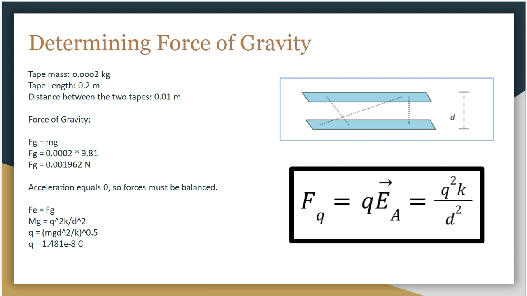Determining the force of gravity. Of course, we know that the force of gravity is mass times the gravitational constant. The mass was found to be 0.0002 kilograms, and so we multiply that by 9.8, and that will give us the gravitational force. Because there is no acceleration in this equation, or we're assuming that, the electric force equals the gravitational force, which is how we derived the number of coulombs, or charge.